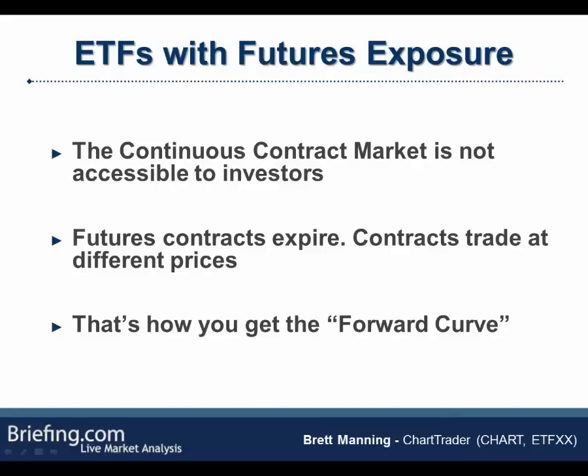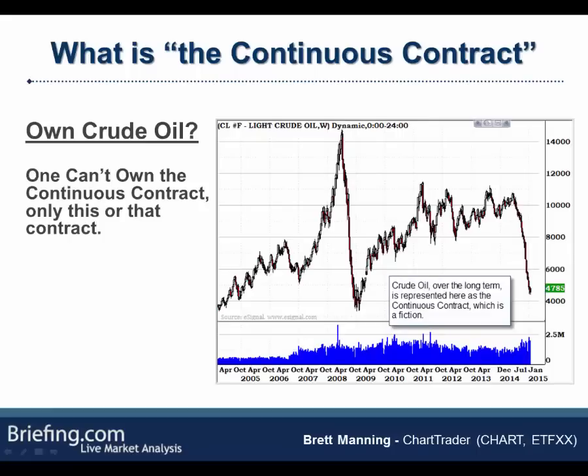But if we link them all together in sequential order, you get what's known as the continuous contract. And that's really what we think of when we think of a commodity market in terms of its price history. Right? So, for instance, this is a chart of crude oil over the last 10 years. And it looks like it's one market. Here's crude oil. But really, that's linking a lot of different markets together. And there is no way to have owned this. This object right here is impossible to own. You can't buy the continuous contract.